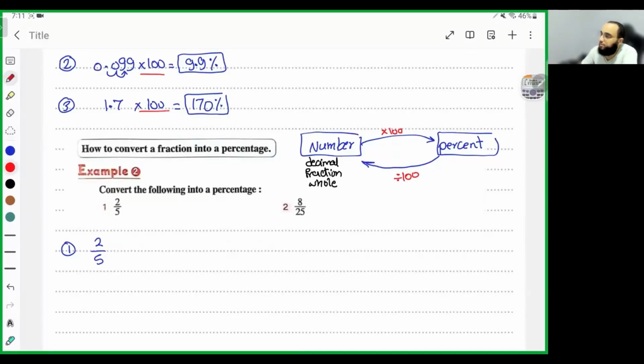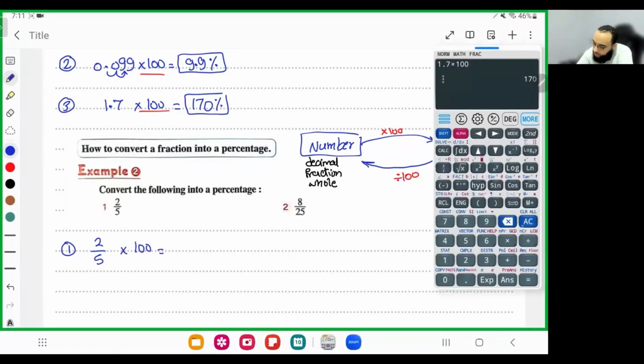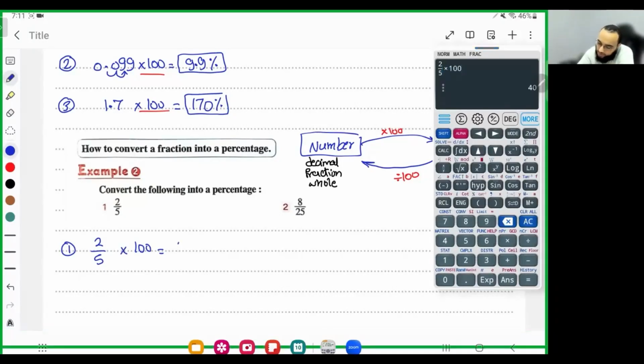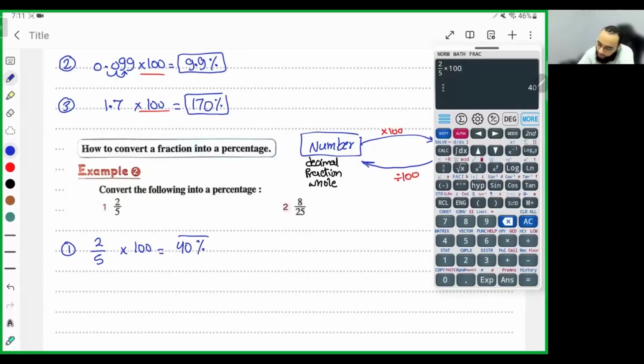If we have a fraction like that, and we want to convert this fraction into a percent, then we have to multiply it by what? 100. Do it with the calculator if you want. 2/5, times 100, it's 40. That's it. 40%. If you want to do it by your mind, then 5 divided by 5 equals 1 and 100 divided by 5 equals 20. 2 times 20 equals 40.